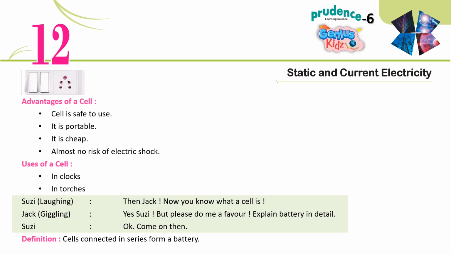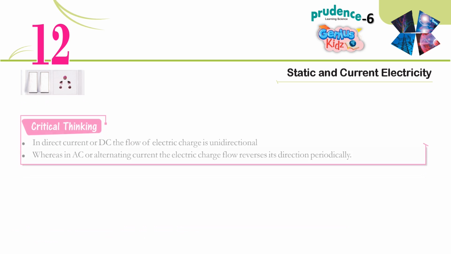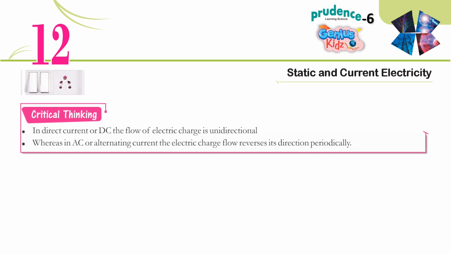Definition. Cells connected in series form a battery. Critical thinking. In direct current or DC, the flow of electric charge is unidirectional, whereas in AC or alternating current, the electric charge flow reverses its direction periodically.